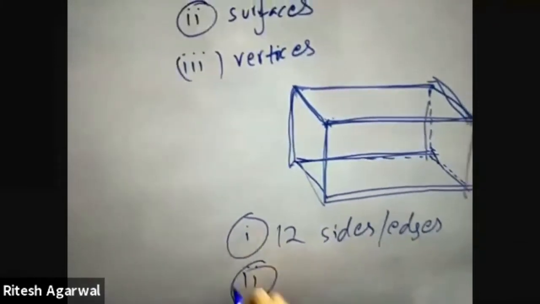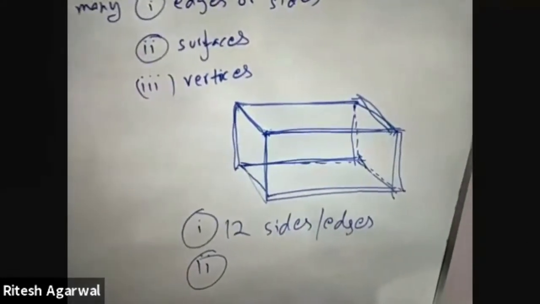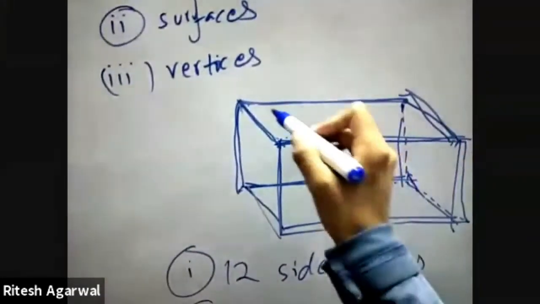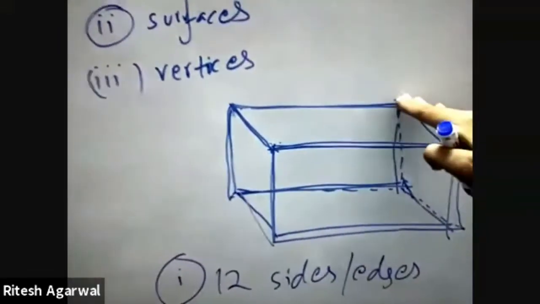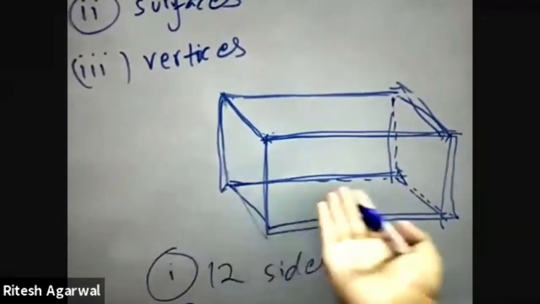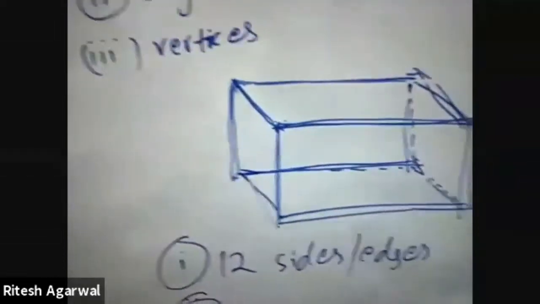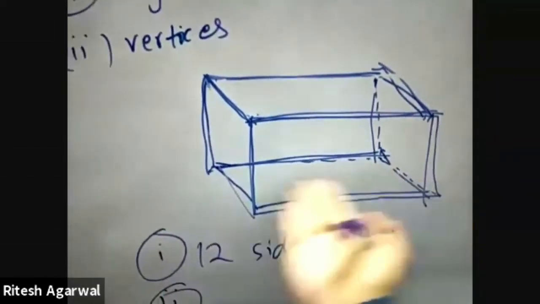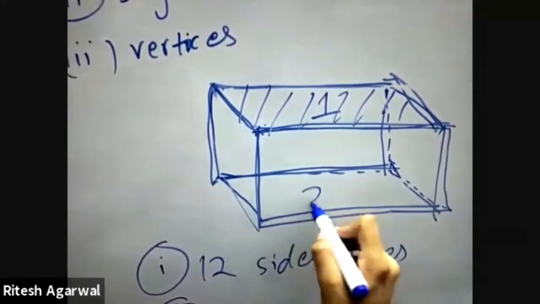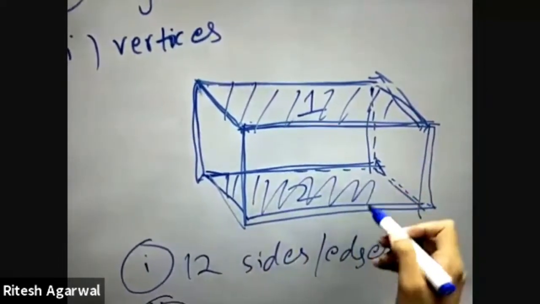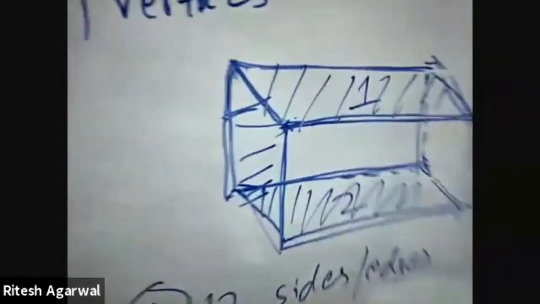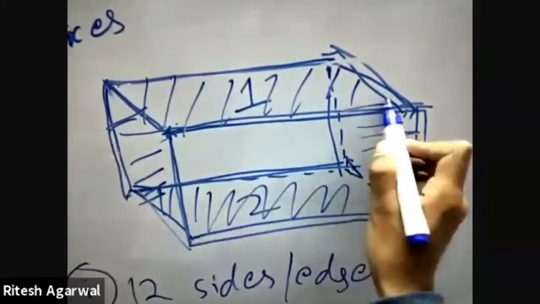Number 2 is how many surfaces does the cuboid have? Okay, so surfaces means the flat surface, like at the top you have a flat rectangular surface. This is one surface. At the bottom you have another surface, which you can run your hand along if you lift the cuboid. So surface number 1 is this. Surface number 2 is this, the one at the bottom. Surface number 3 is this side one. Surface number 4 is this side one, this side.